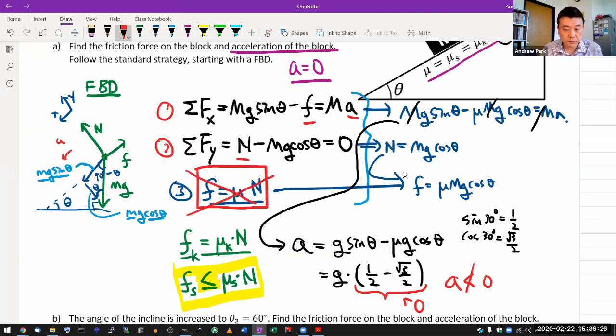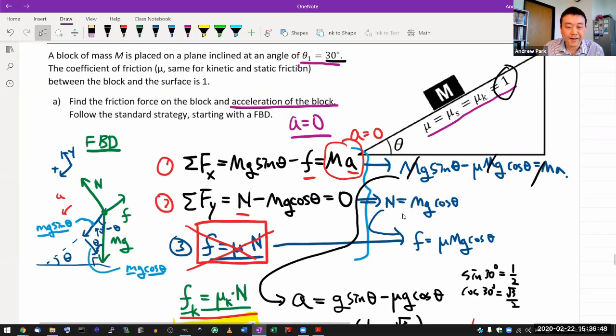So what I really need to fix here is that I wrote this down thinking that I don't know my acceleration, and that would have been the case for kinetic friction. But for static friction, I know it's not sliding, so acceleration here must be 0. And that's how you arrive at this answer here, that your acceleration is 0.